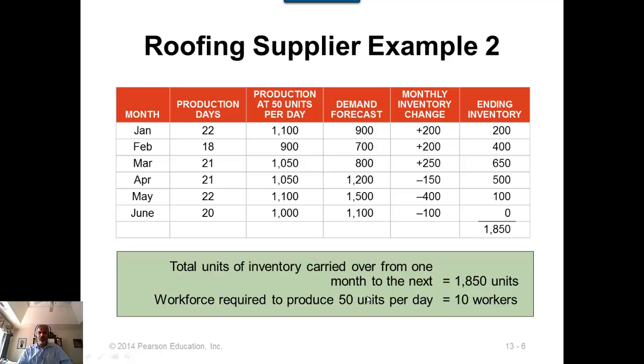And the workforce required to produce 50 units is 10 workers, because you need 1.6 hours to produce 1 unit and you have 8 hours a day. So 8 hours divided by 1.6 will give you how many units one worker will produce, and divide that into 50, you'll get 10 workers. We will work this out in just a few minutes.